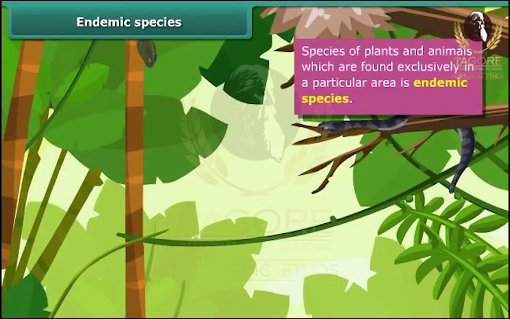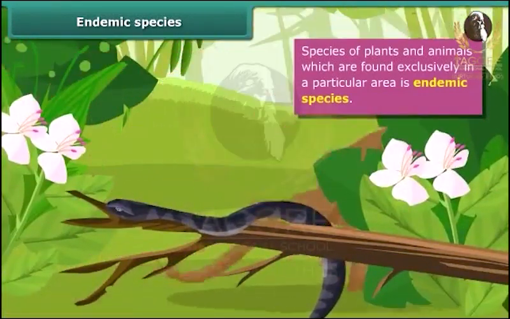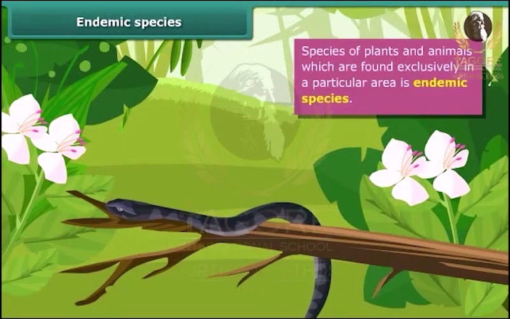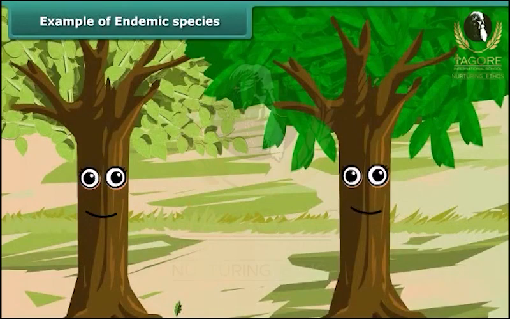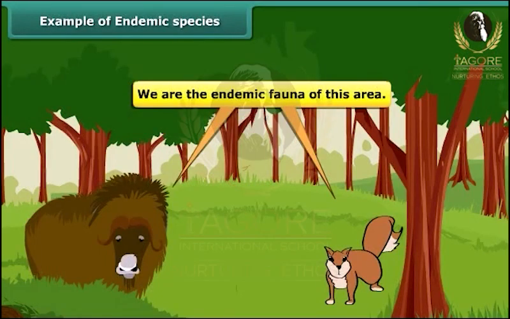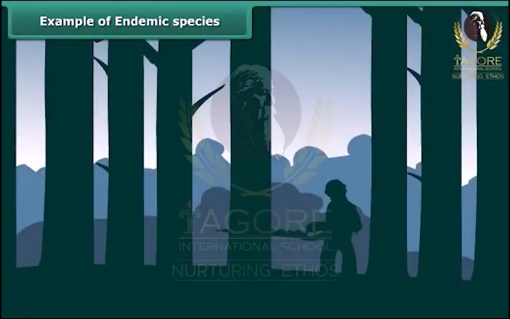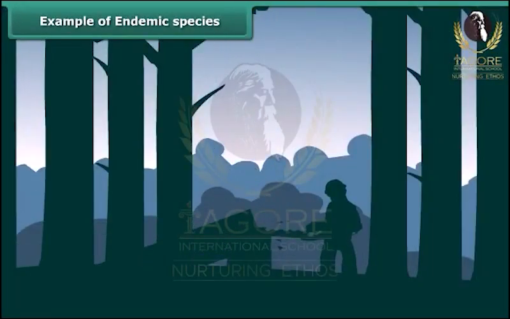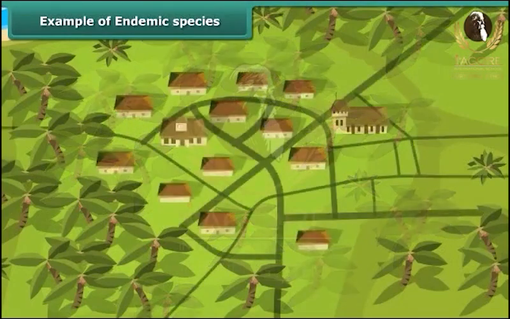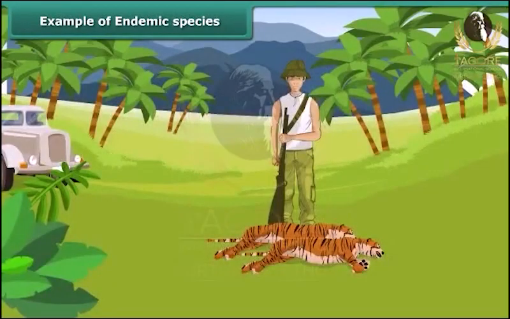They are not found anywhere else. A particular type of animal or plant may be endemic to a zone, a state, or a country. We are the two endemic flora of the Pachmarhi Biosphere Reserve. We are the endemic fauna of this area. What factors make them endangered? Well, humans are the main reason. The destruction of their habitat, increasing human population, and introduction of new species may affect the natural habitat of endemic species and endanger their existence.